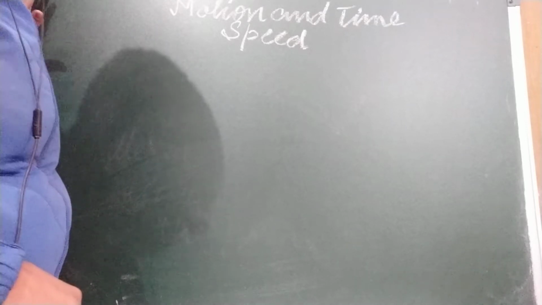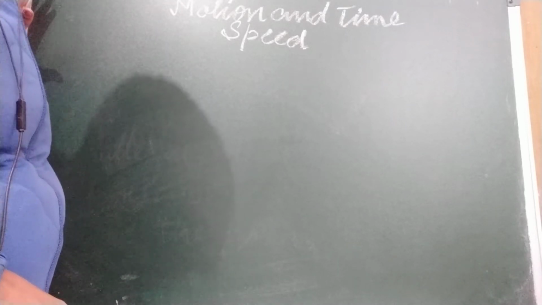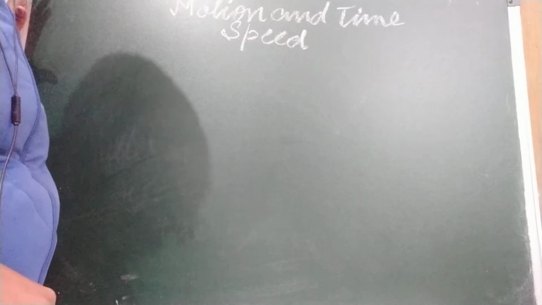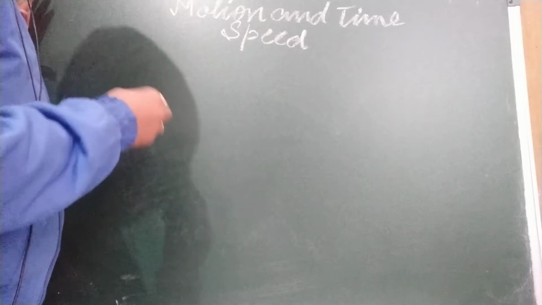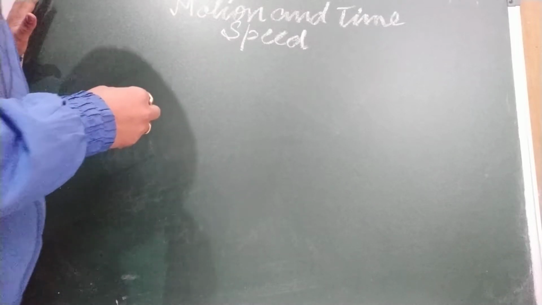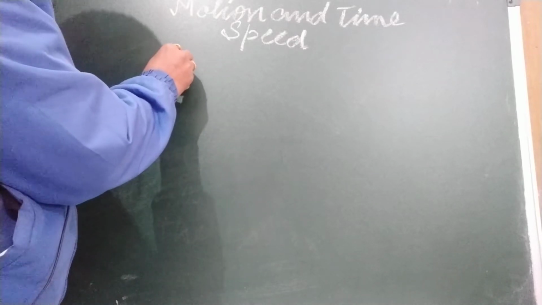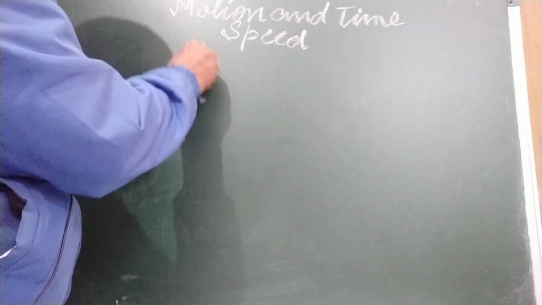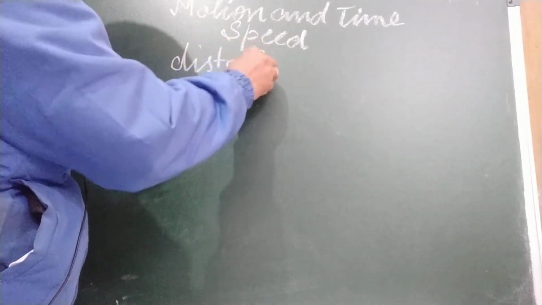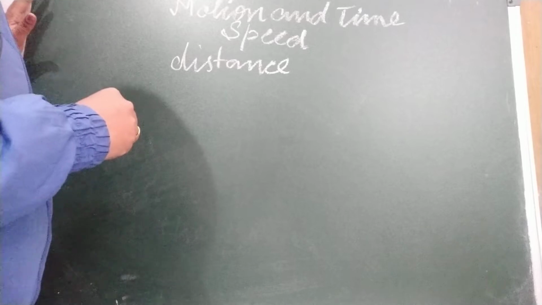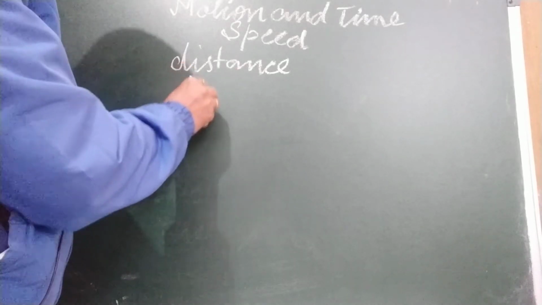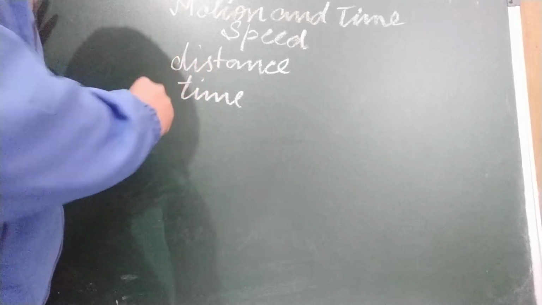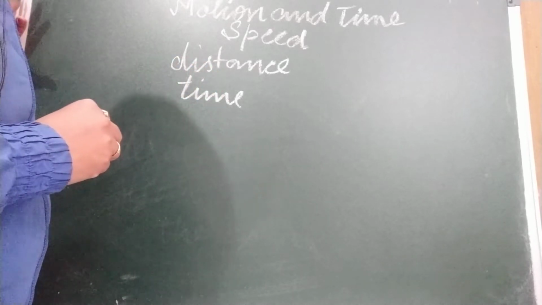Children, what is speed? The distance covered by a moving object in unit time is known as its speed. You have seen two things I have told. The distance covered. So what is required in the speed? Distance. The distance covered by a moving object in unit time. Second thing is time we must know. Okay, is known as speed.